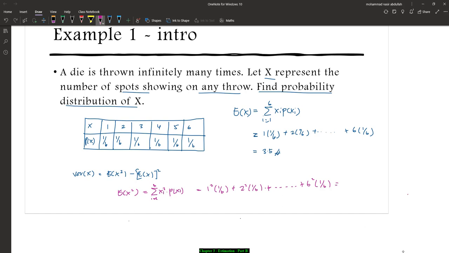How much? Alia Maisara, what is the answer? What is the answer? Who got it? Can you voice out? Expected of x squared. Nur Aida Amira.